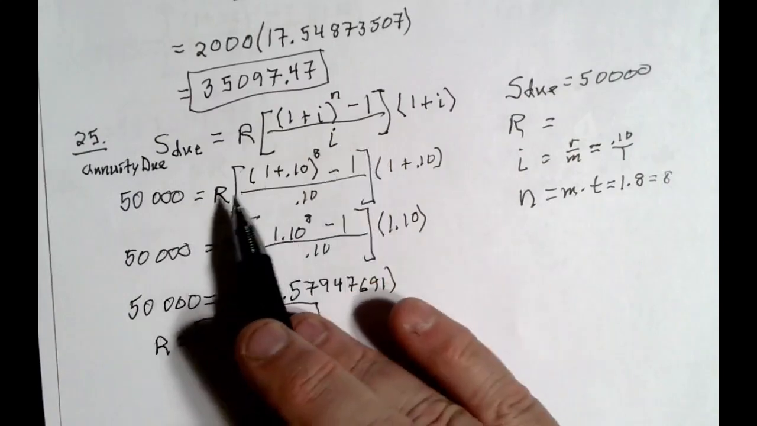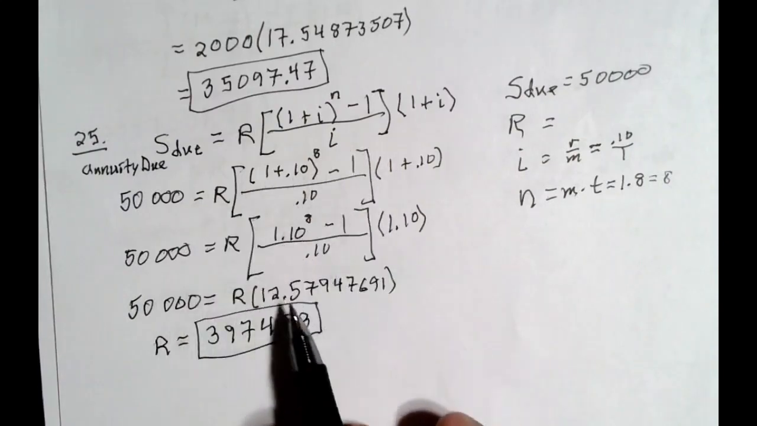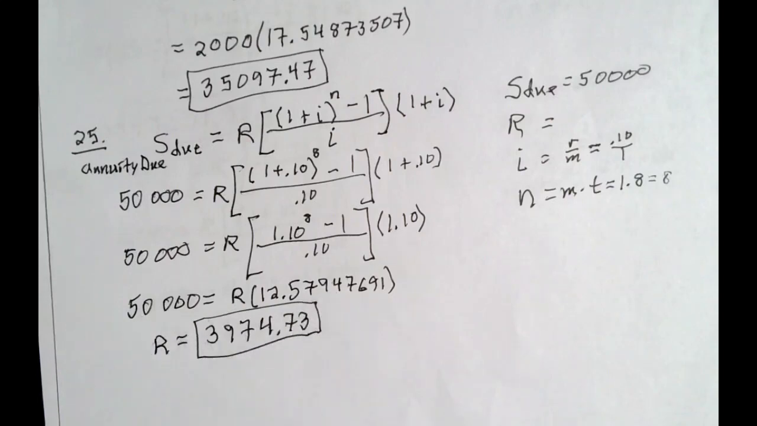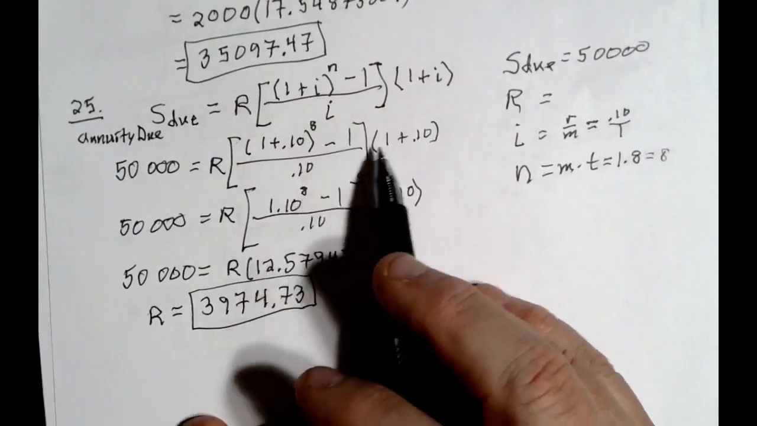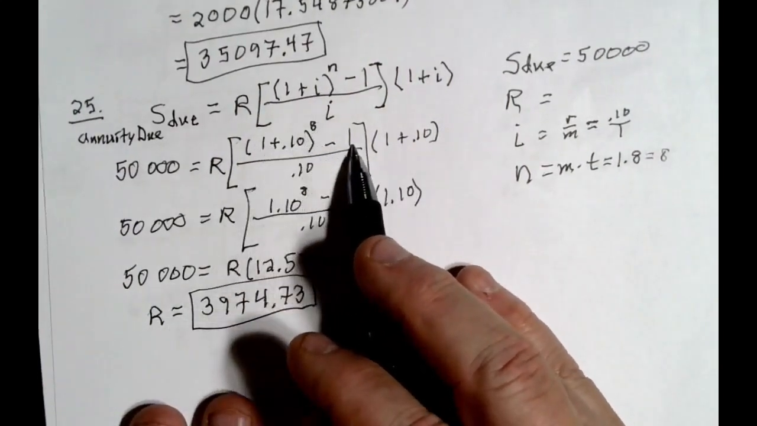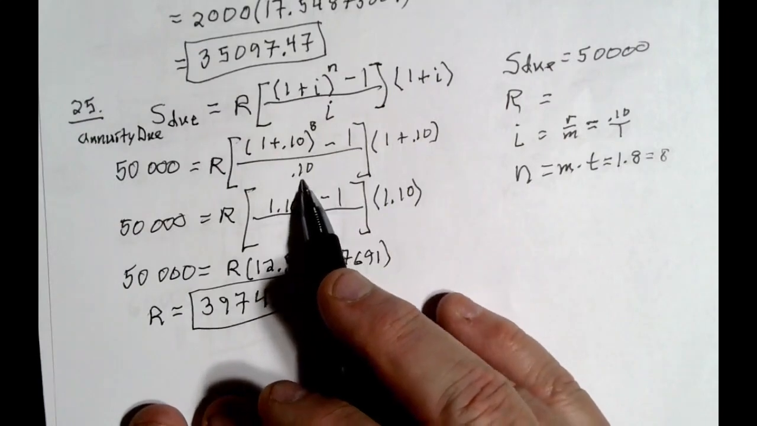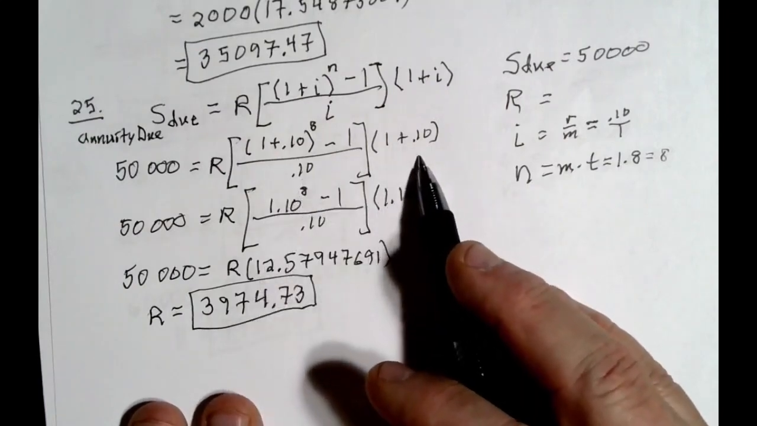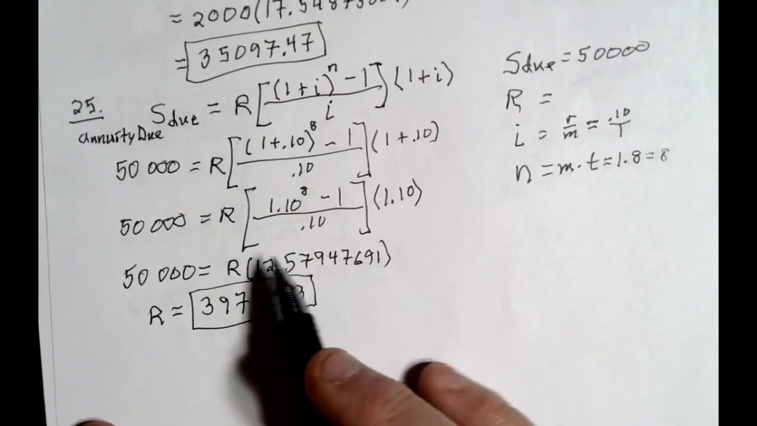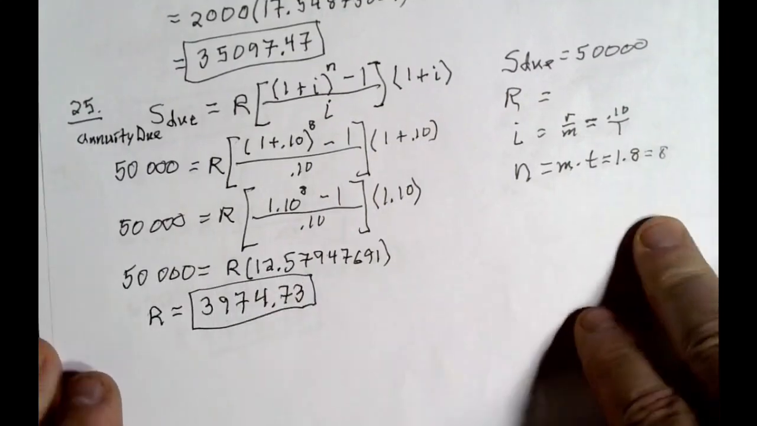Okay, so you plug in everything that you know, crunch everything down, and you get 12.5 equals r times this, divided by 12.5. And you get this guy. So when you plug in everything you know, you figure out this guy to the 8th, whatever it is, and then subtract 1, and then divide it by 0.1, then multiply it by 1.1, and you get this 12.5 number. Divide both sides by that, and you get your 3974.